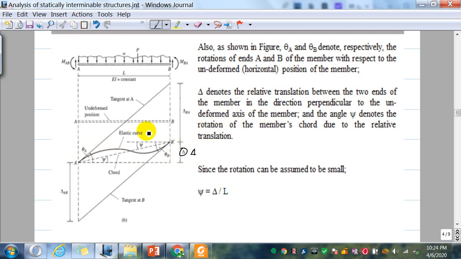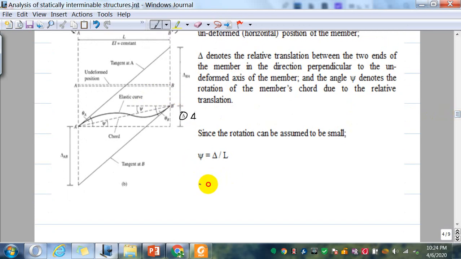Now, the deflection of a beam is different from the settlement of a beam. Say you consider a beam like this, and when you have a load acting on the beam, then the beam deforms. So this is deflection, this delta.